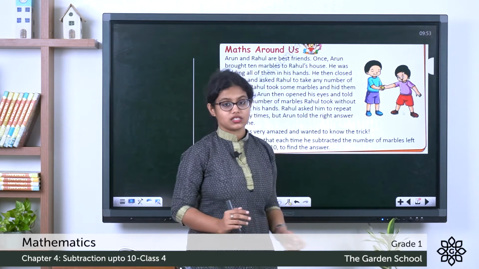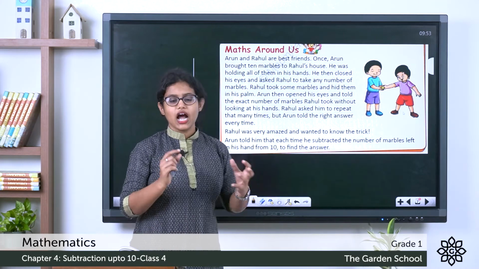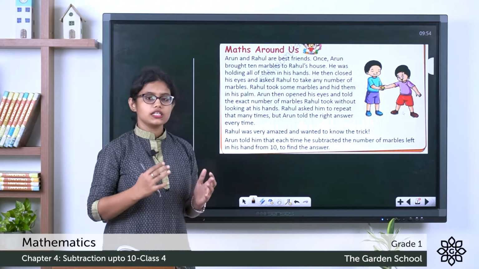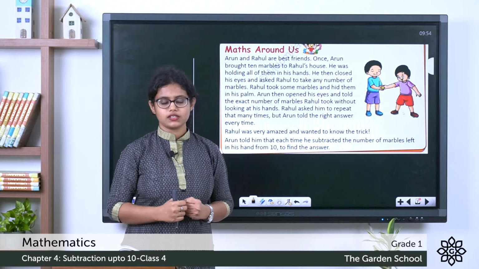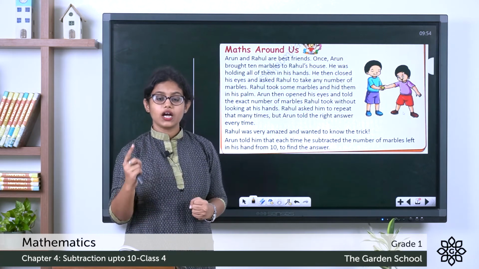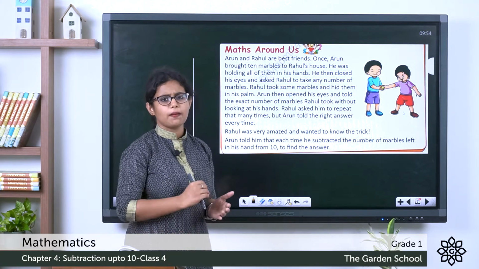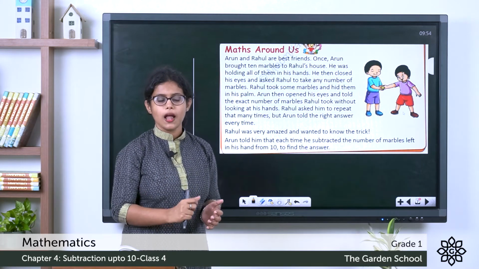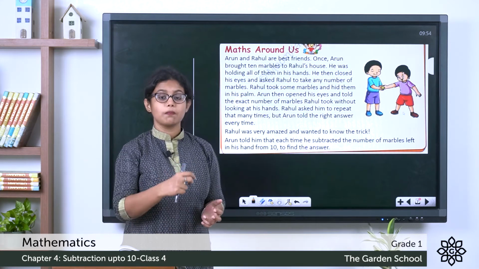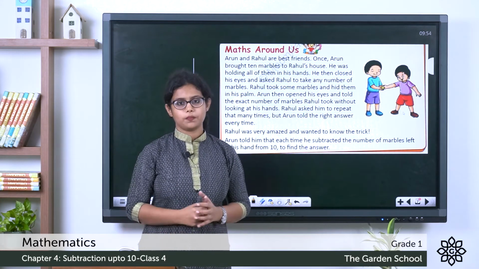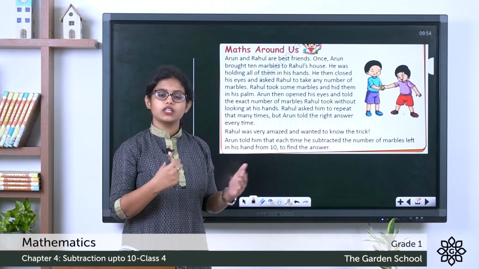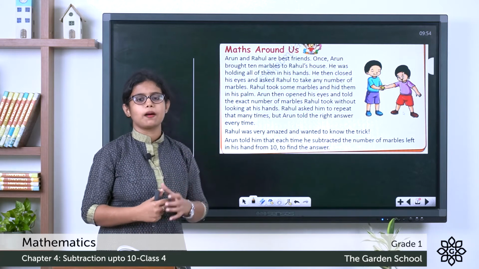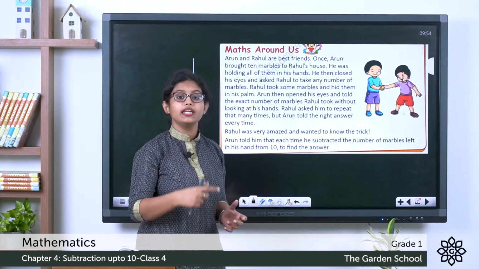So you can see these two kids. One day, this little boy, Arun, brought 10 marbles to Rahul's house. And he closed his eyes and asked Rahul to pick any number of marbles from his hand. So this little boy, Rahul, picked some marbles and hid them in his palm. And after that, Arun calculated and told the exact number of marbles taken by Rahul.